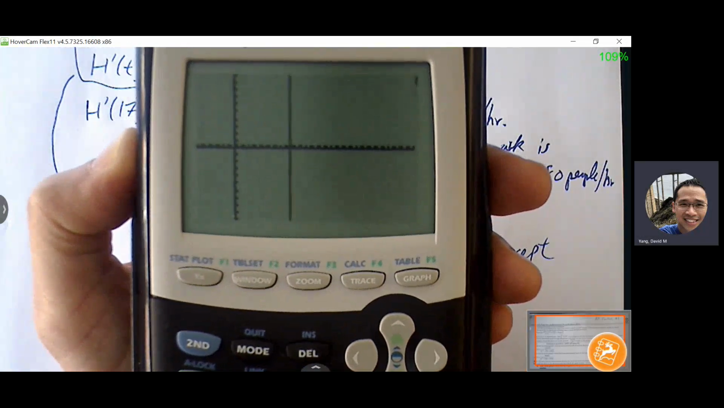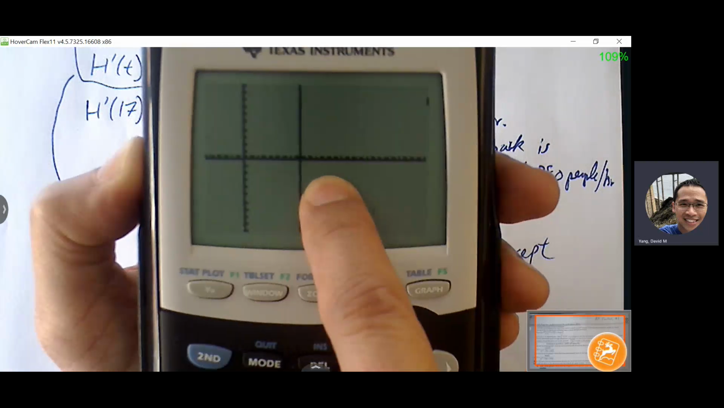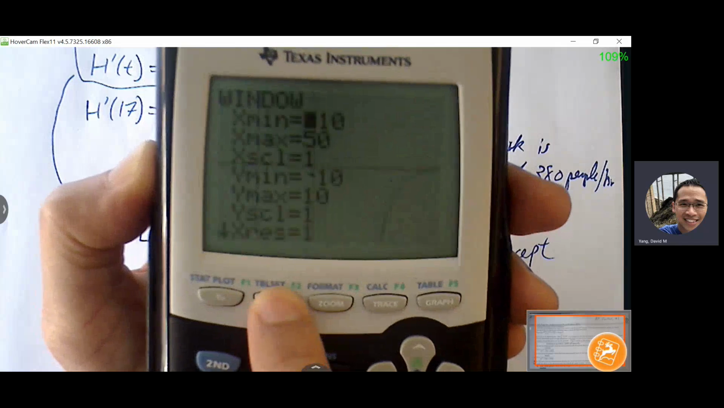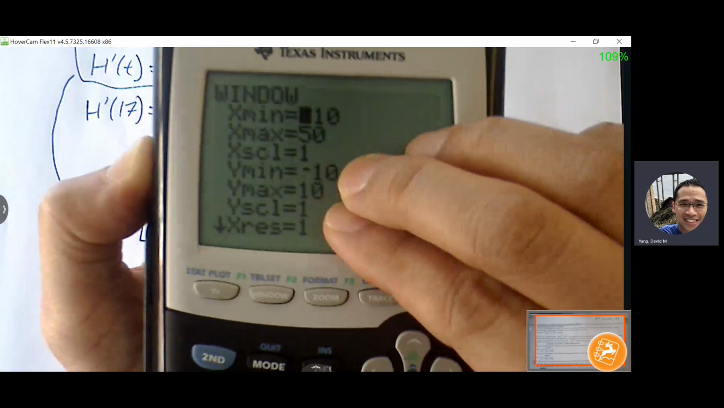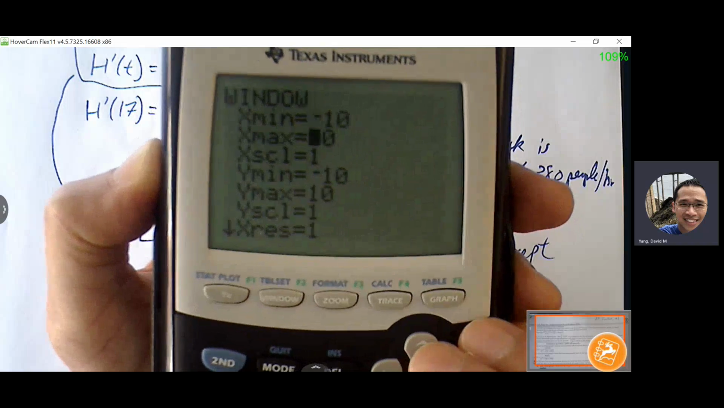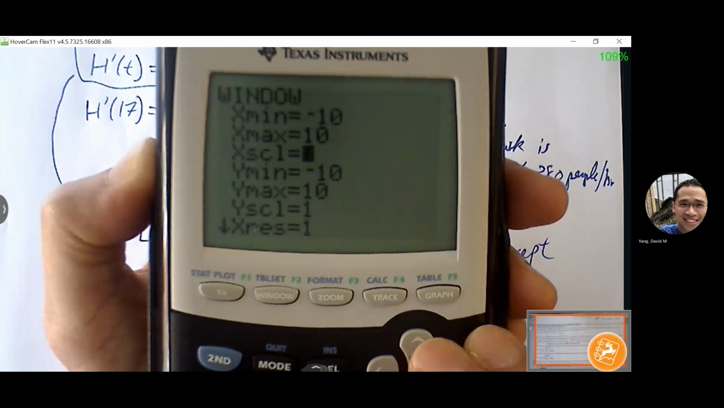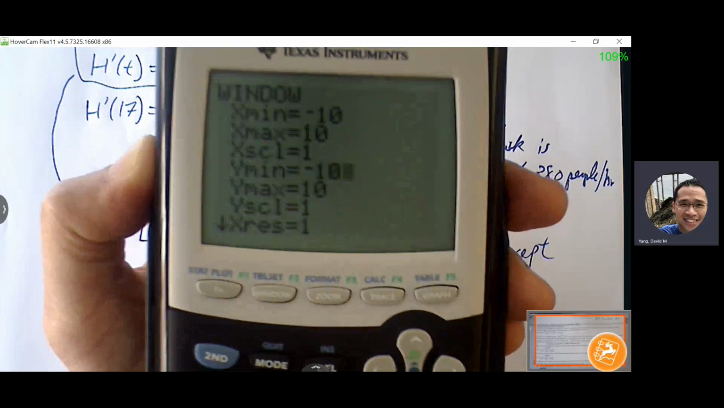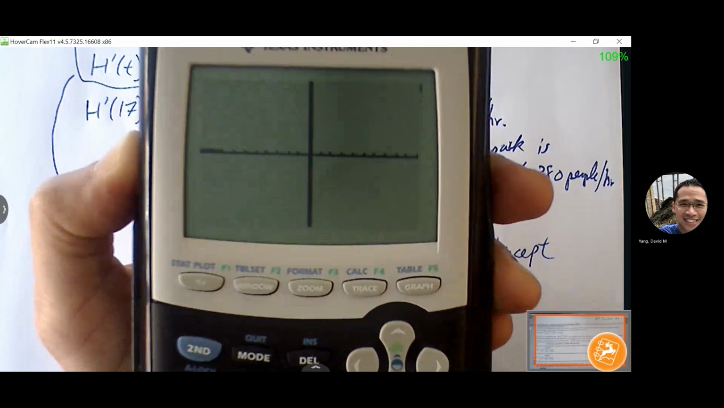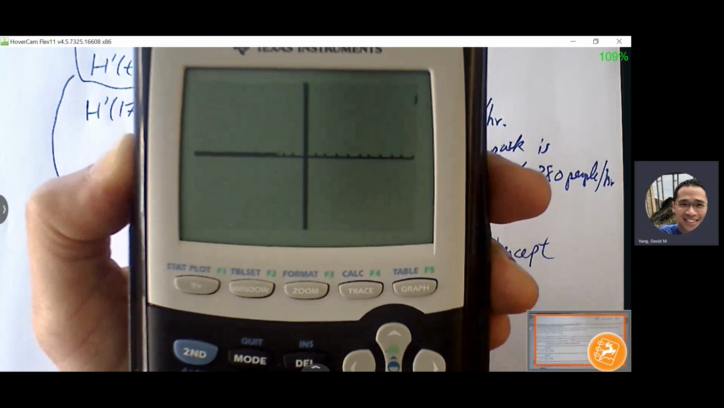You're not going to be able to really see any curve in the graph because we're dealing with such large numbers. So what we can do is go to window and increase our y min, y max, like in the thousands, and kind of zoom out. I'm going to say from negative 1,000 to 1,000. Maybe that's overkill, but we'll see. I'm hoping to see some curve.